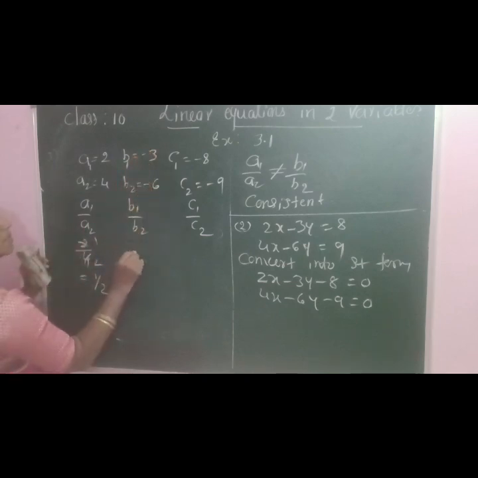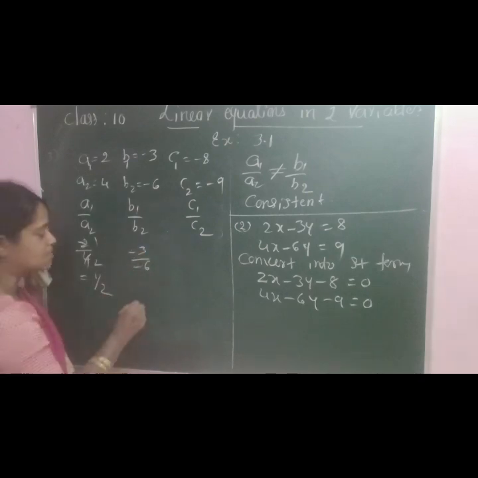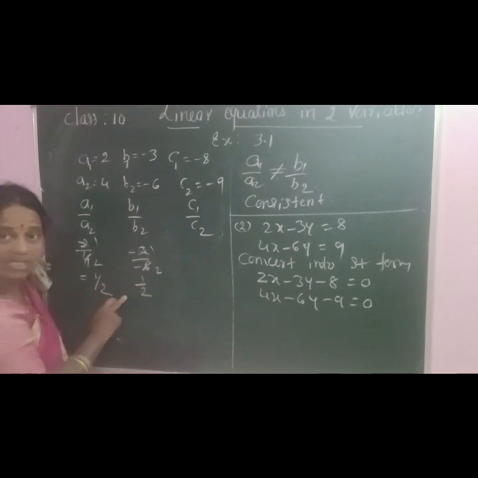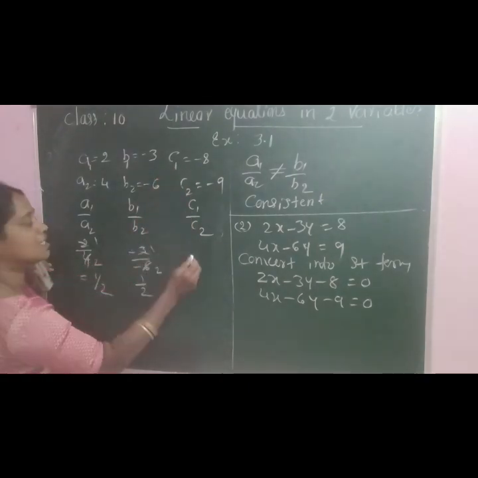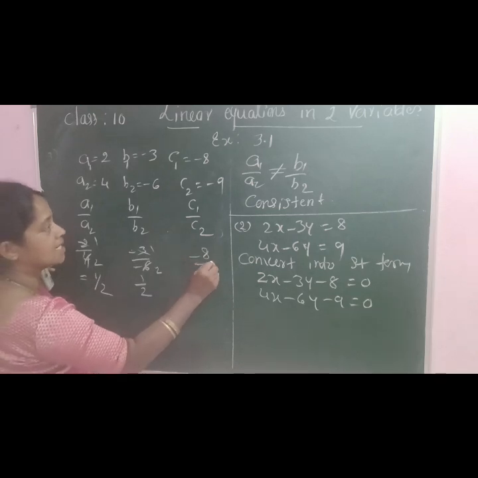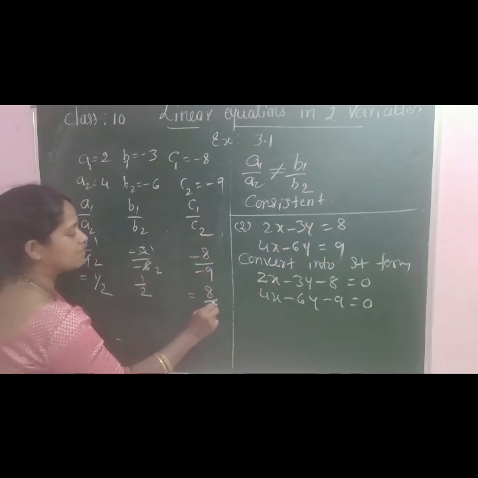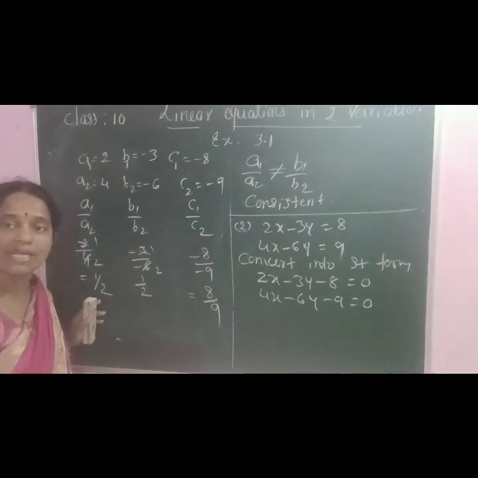b1 by b2 is minus 3 divided by minus 6. Minus by minus is plus, so it is 3 ones are 3, 3 twos are 6, so it is 1 by 2. Already a1 by a2 is equal to b1 by b2. Last one, minus 8 divided by minus 9, that is equal to 8 divided by 9.